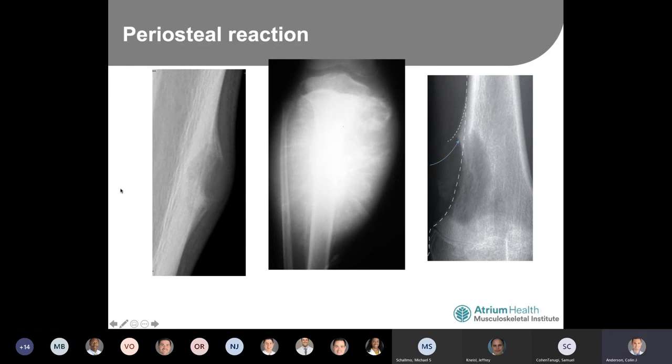These are some examples of lesions with the different periosteal reactions. You can see the multilamellated periosteal reaction for the lesion on the left. This is a Ewing sarcoma in the middle with the hair-on-end spiculated pattern, and then this is a Codman's triangle from, I believe, a metastasis on the right.